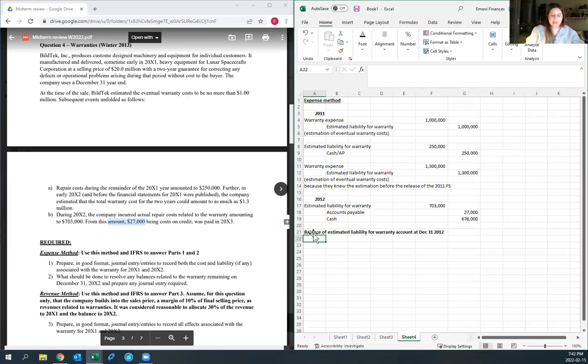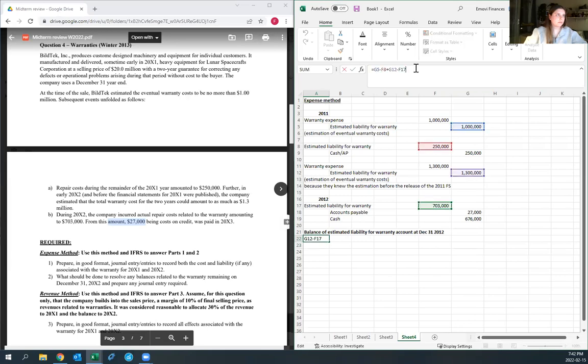So here, I'm going to find it by basically doing an increase of 1 million, a reduction of 250, an increase of 1.3 million, and a reduction of 703. So there's a balance at December 31st of $1.347 million on their balance sheet.